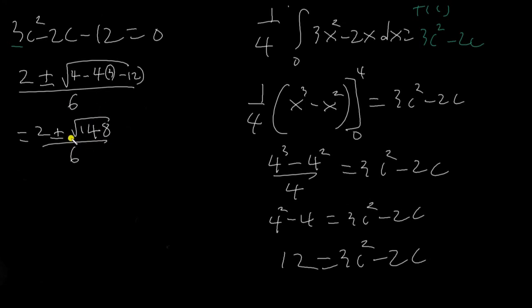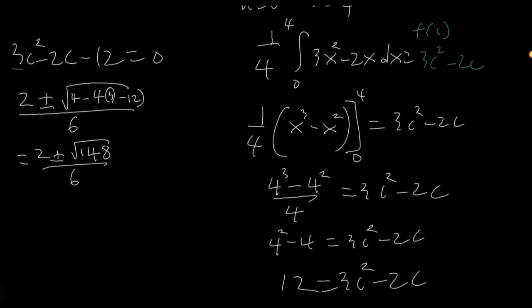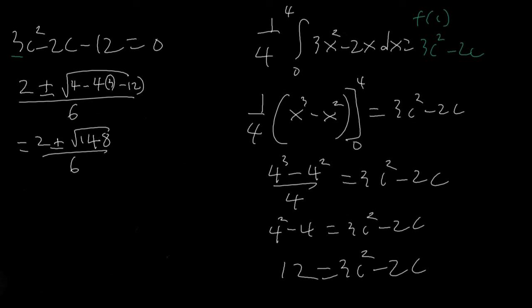And then to decide whether I want the plus or the minus, let's look up here, and we saw, okay, we want c to be in between 0 and 4. So since this is the solution for c, we want to pick the sign that's going to give us a value in between 0 and 4. If I pick a minus sign, since the square root of 148 is obviously bigger than 2, I'm going to get a negative number, which is not in between 0 and 4. That means I should go with the positive number, square root of 148 over 6.